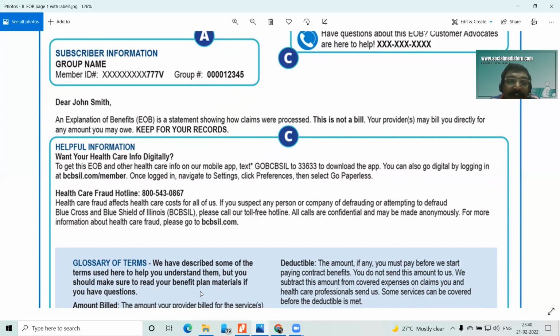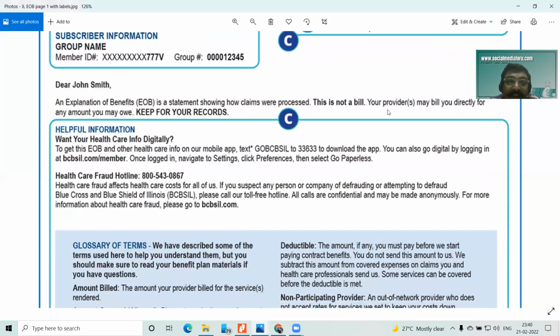Then Dr. John Smith, the name of the person. This is a statement showing how claims are processed. This is not a bill.